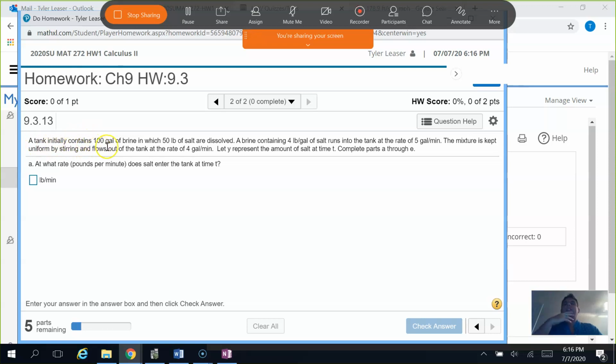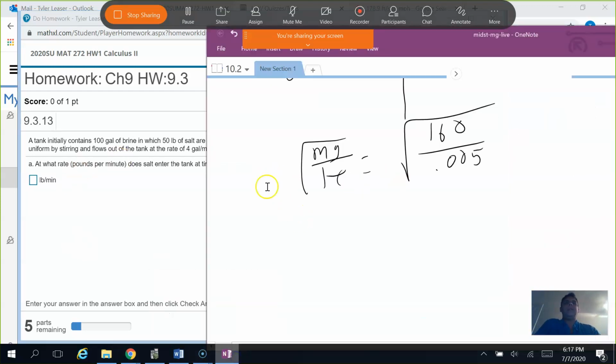A tank initially contains 100 gallons of brine in which 50 pounds of salt are dissolved. A brine containing 4 pounds per gallon of salt runs into the tank at the rate of 5 gallons per minute. The mixture is kept uniform by stirring and flows out of the tank at the rate of 4 gallons per minute. Let Y represent the amount of salt at time t. Complete parts A through E. Okay.